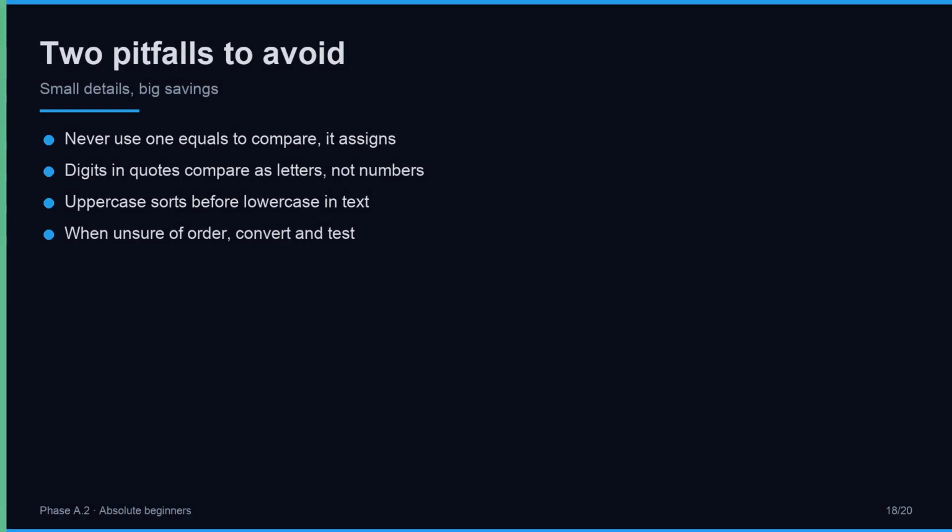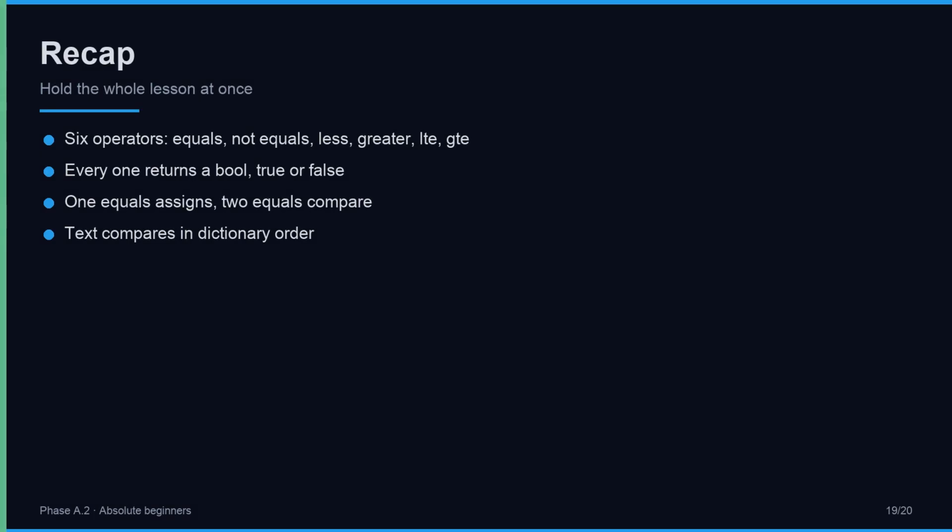Two pitfalls worth holding on to. First, never use a single equals to compare values. One equals assigns and silently changes your data. Always use two equals to ask a question. Second, digits wrapped in quotes are text, so they sort as letters, and the text "9" can outrank the text "100". Convert digit text to integers before comparing numerically. And remember that uppercase letters sort before lowercase. When you are unsure of an ordering, convert the values and test. A quick test now beats a silent bug later. Small details, big savings.